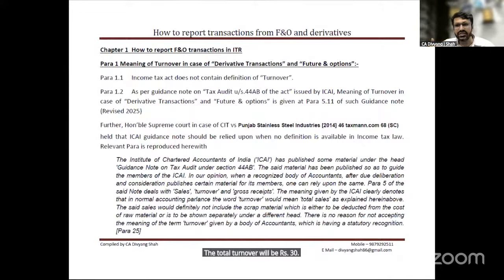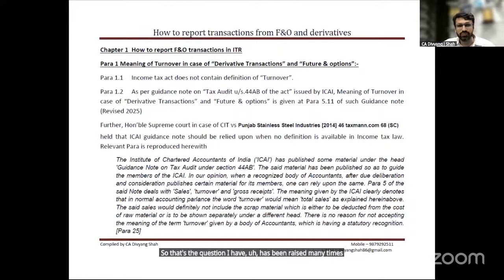For example, in this case, if we have sold the option and received a premium of rupees 2, then that also will be part of our turnover. That's how we need to calculate the turnover. Now, if we are calculating turnover this way, then we need to calculate the tax audit. But how do we make the accounting entry? That question has been raised many times.